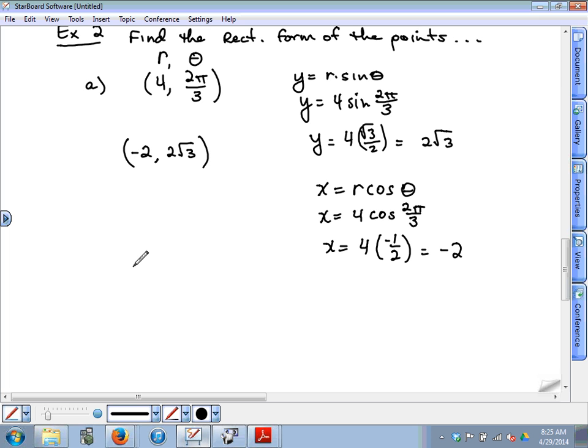Now just think for a second, does this make sense? Where is this point in the rectangular plane? This is in quadrant 2, just like this one is in quadrant 2. Try this one on your own. Here's part B. I want you to work on it for a second.